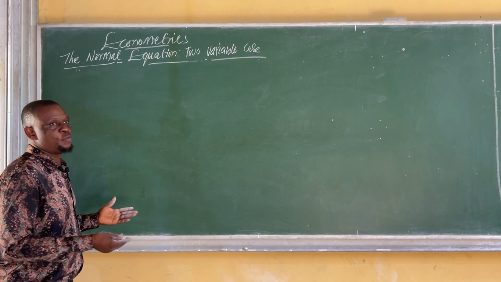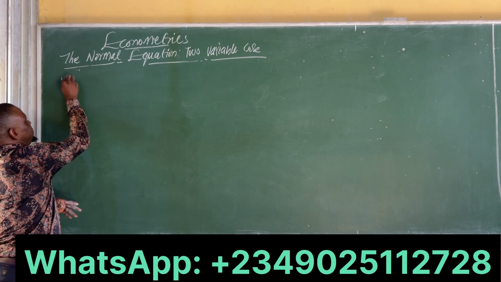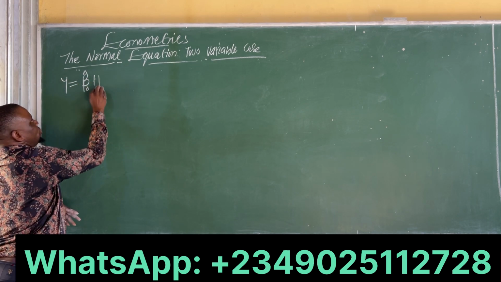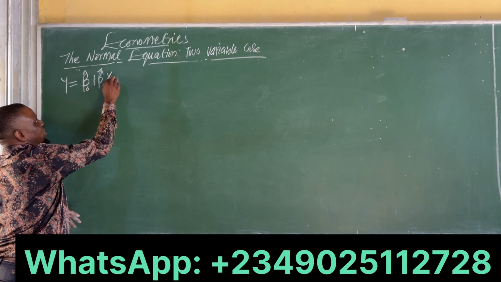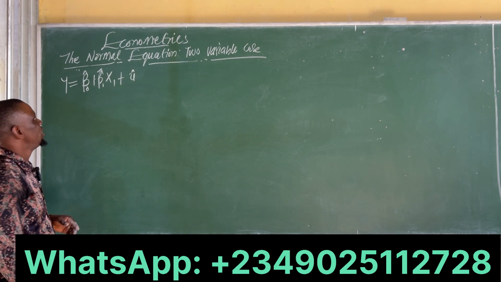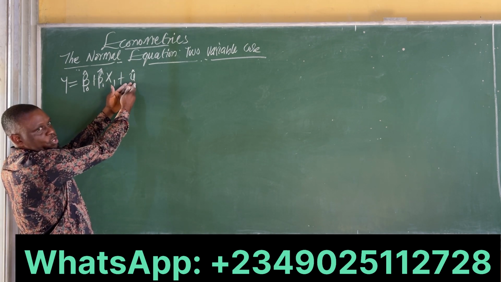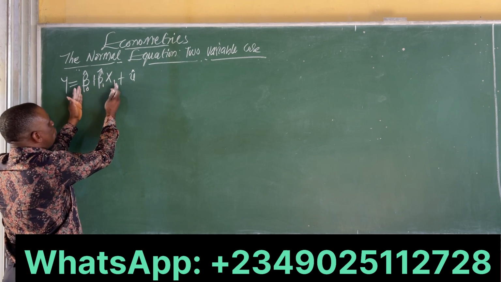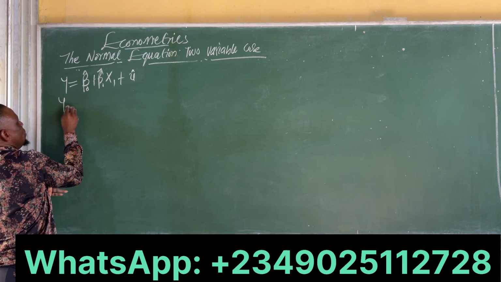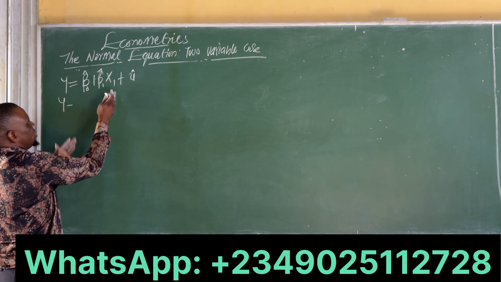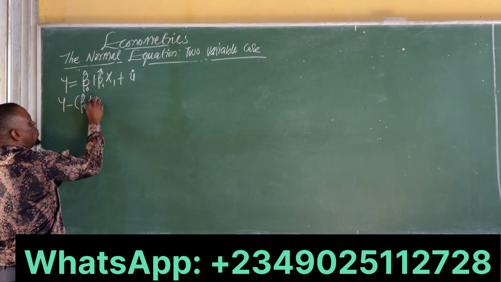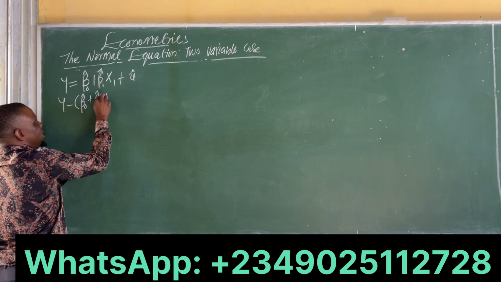Now, in the two variable case, we have our y is equal to, let's say, beta 0 hat plus beta 1 hat x1 plus, let's say, u hat. Now, if we want to make this u the subject of the formula, it means that we're going to move all of this to the left-hand side. And if we do that, our y will be minus. Now, let's group this and call it beta 0 hat plus beta 1 hat x1.